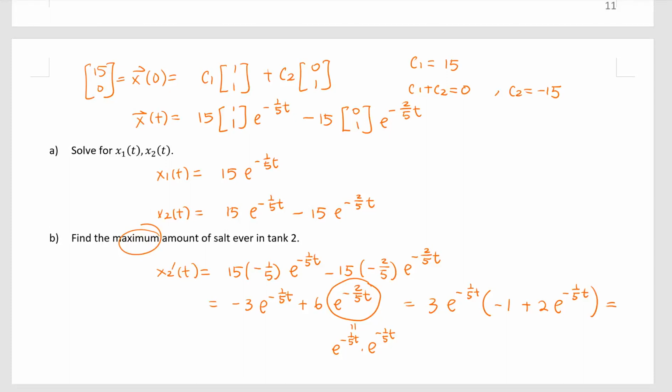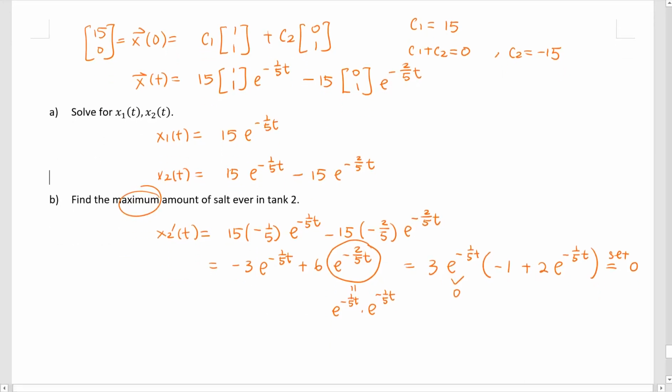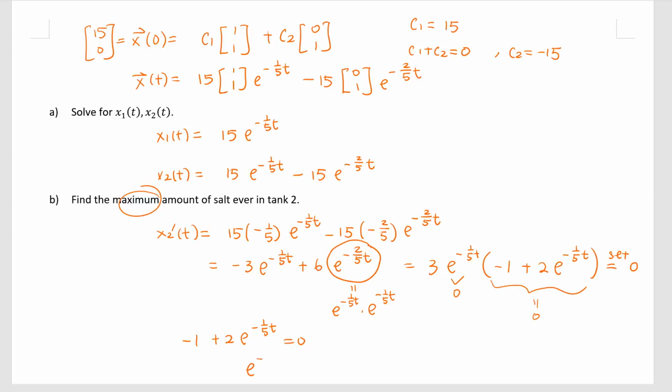To find the critical point, you set it equal to 0. By the way, this factor is always positive. The exponential function is always positive. So the only way to make this 0 is when this other factor is 0. So minus 1 plus 2 e to the minus 1/5 t is 0. Solve for t, move the 1 to the other side, and divide by 2, we get e to the minus 1/5 t is 1/2.